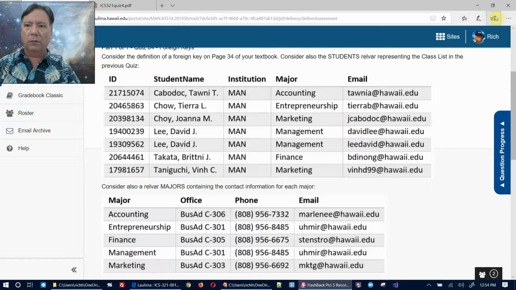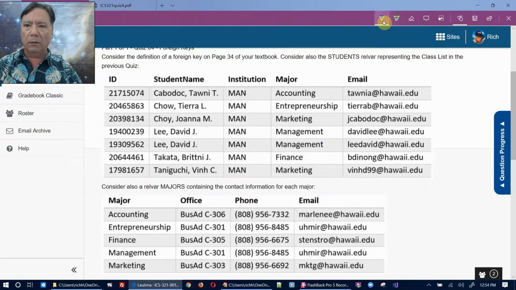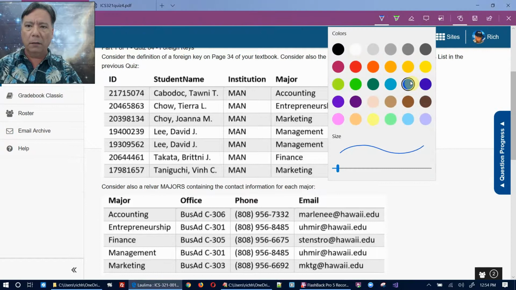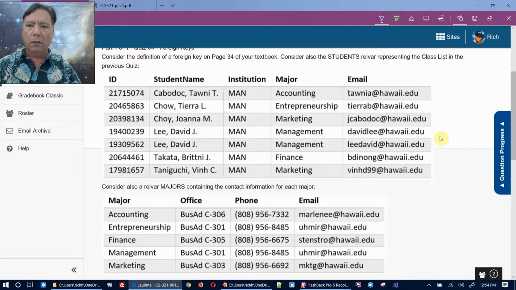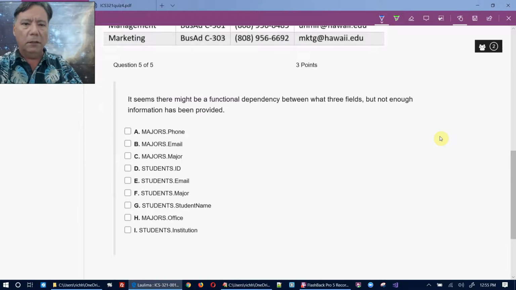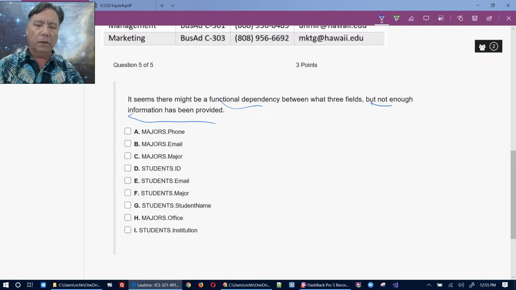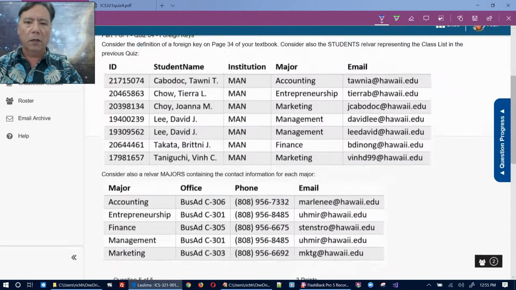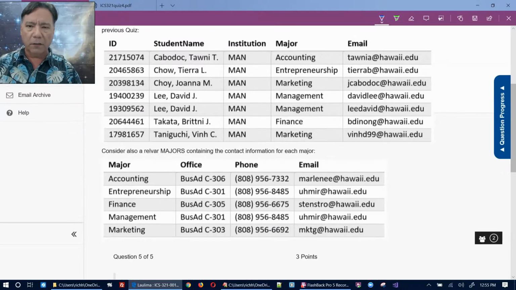So as you recall, we have a functional dependency. Okay, so let me show you the question first. It seems that there might be a functional dependency between what three fields, but not enough information has been provided. Okay, so let's look at the functional dependencies that we know about right now.